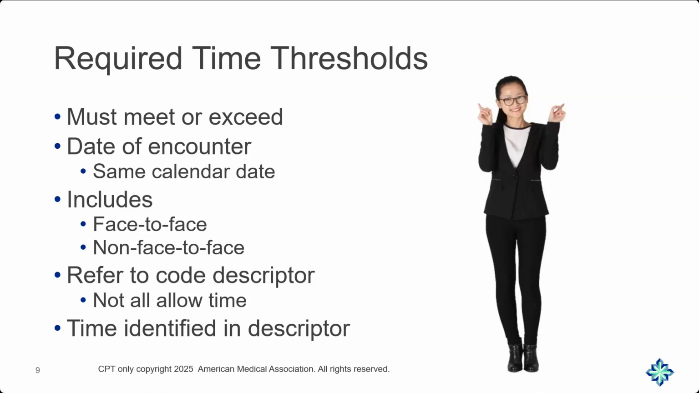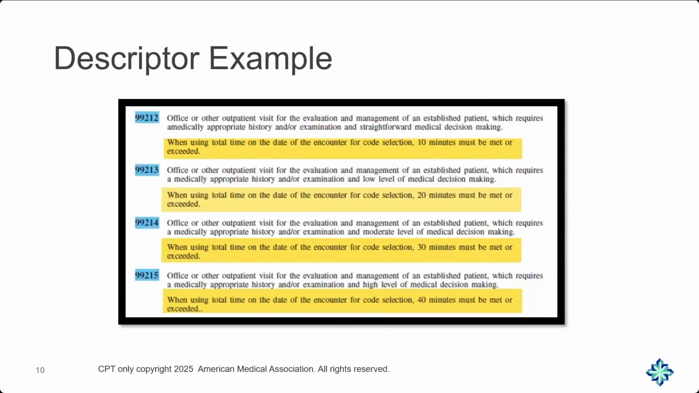And as I've said a couple times here, face-to-face and non-face-to-face. That non-face-to-face time is something that we do see is not always included, and you want to make sure you're paying attention to that descriptor. So here I do have a visual of what the descriptor looks like. In this visual, what you're going to see is the 99212 through 215, and the yellow highlight is actually highlighting what it will look like when the time is called out in that descriptor. If you look at different services that don't allow time, this section, this sentence, this statement, however you want to put that, is not going to be there.